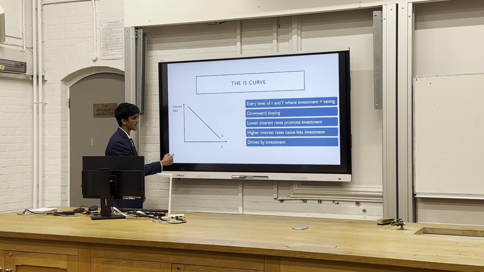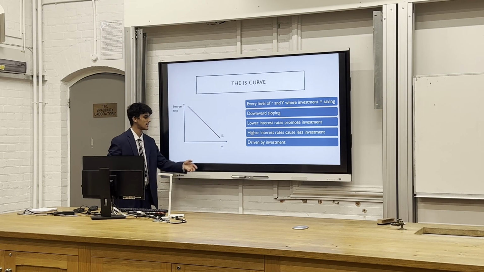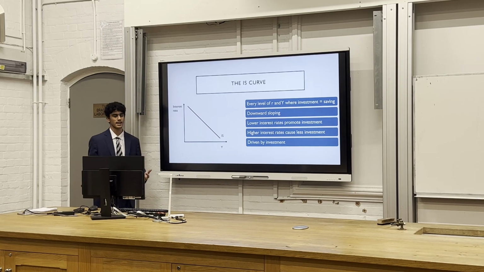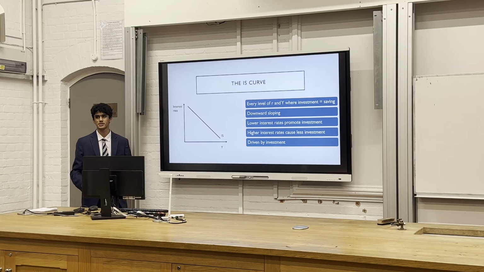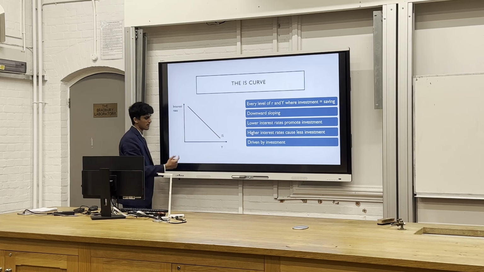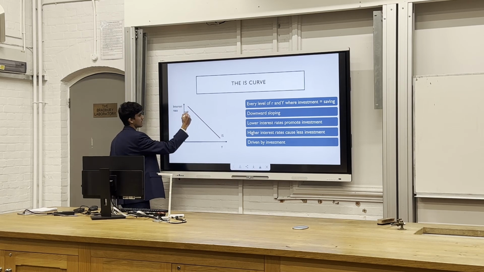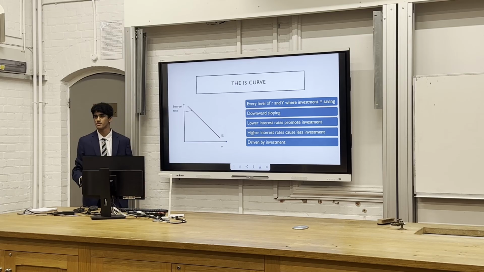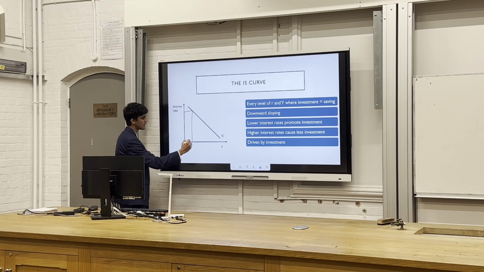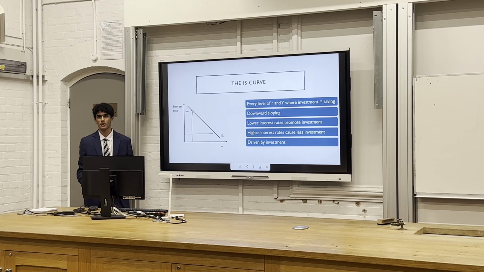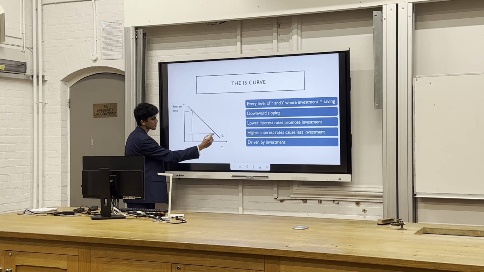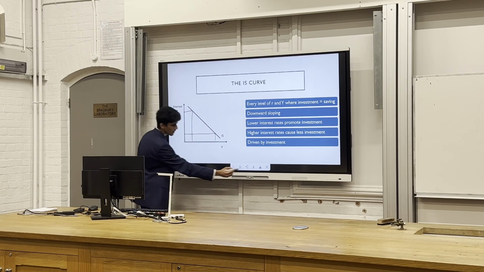So this is what the IS curve looks like. You have interest rates on the y-axis and GDP, AD, or national income on the x-axis. As you can see, it's downward sloping, so you can again use intuition to explain this. I think you can also use differential equations, but it's just easier to understand this way. At high interest rates, the cost of borrowing is really high, so firms are going to be less incentivized to invest. They'll produce less, resulting in a lower GDP. At lower interest rates, the cost of borrowing is relatively low, so firms are more likely to invest, they're more likely to produce more, and so GDP is higher. That's why it's downward sloping.